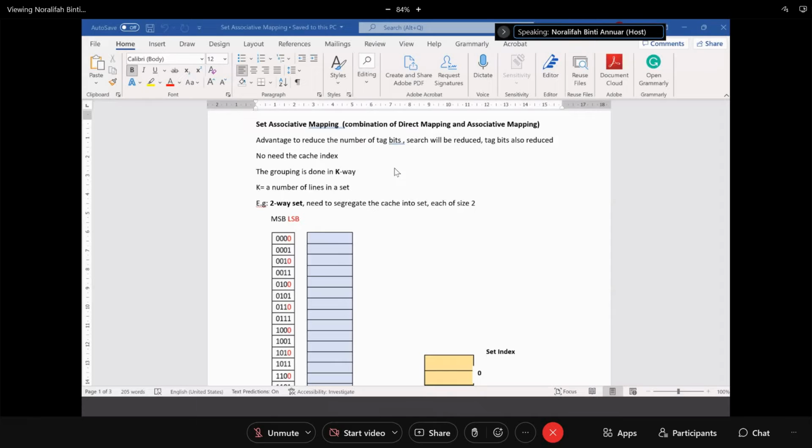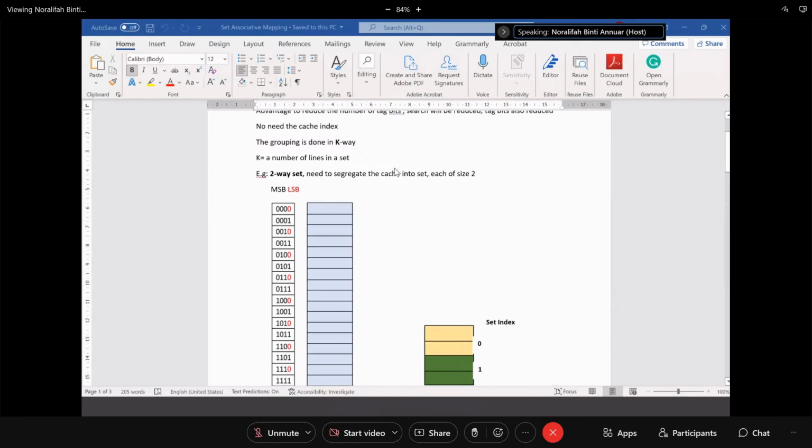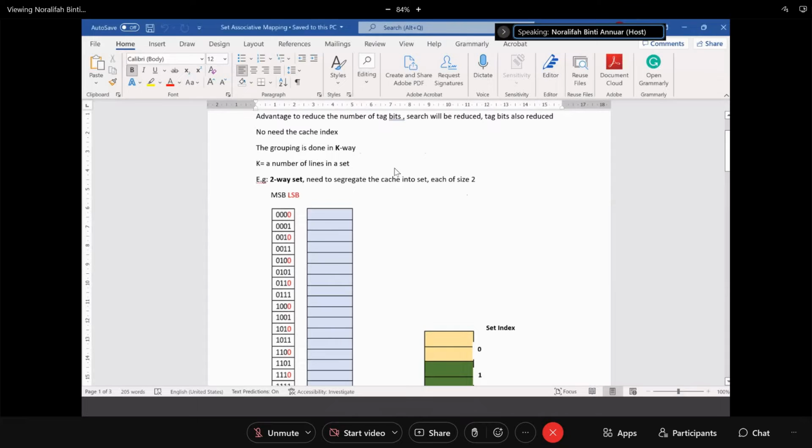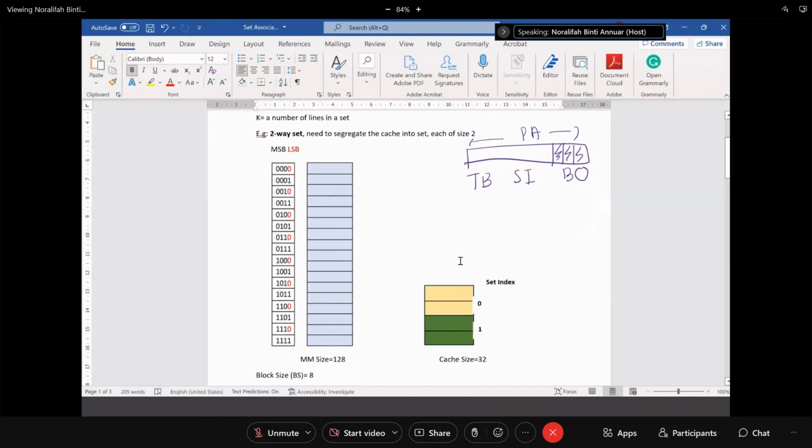Okay, guna yang sama. Kita tahu lah what is the physical address. Dan sama, you dah tahu lah 7 kan. So the physical address ada 7 bits. For set associative, you akan ada tag bit, set index, and of course offset. Kita tahu lah 8 kan, so 3 bits. So set index dia kata 2.